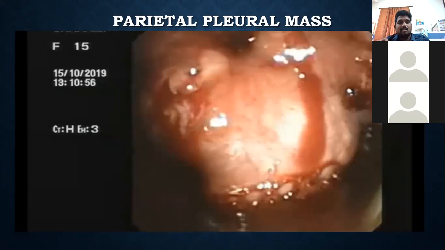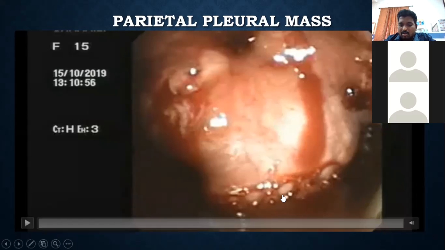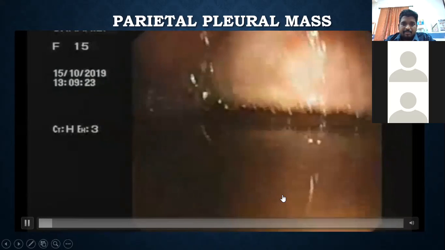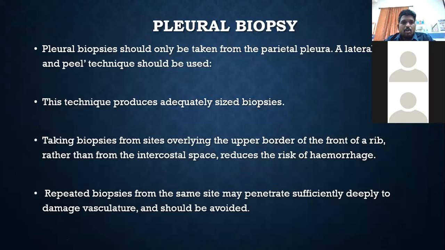So it is always good to place the forceps over any hard surface and take the biopsy. It is very good for getting a good yield, because there is bone behind, so the pleura will come easily. If you are not taking it over the bone, and you put the biopsy forceps in the intercostal space, it will be somewhat risky. The pleural biopsies should only be taken from the parietal pleura.